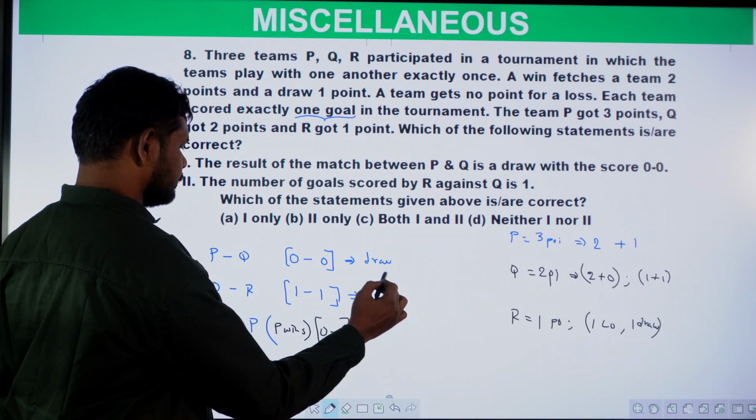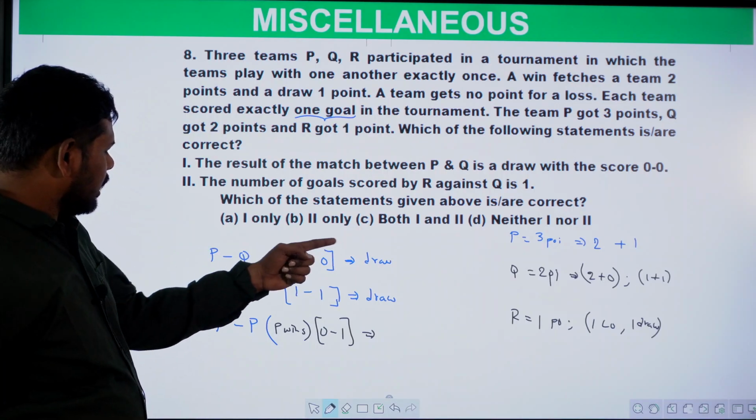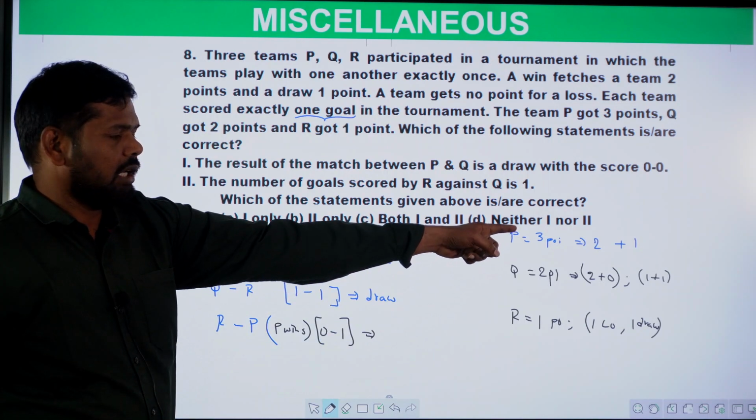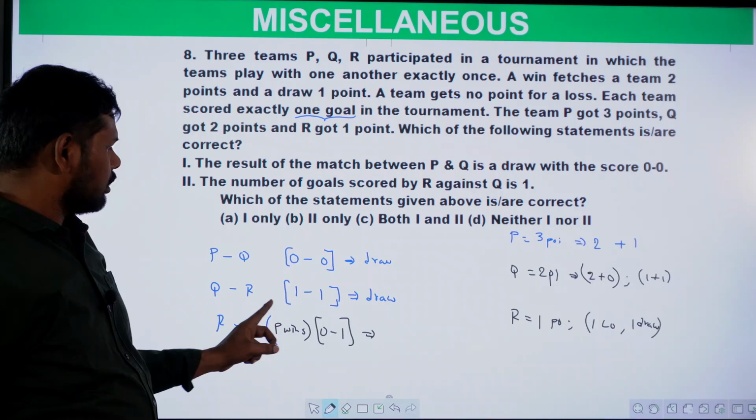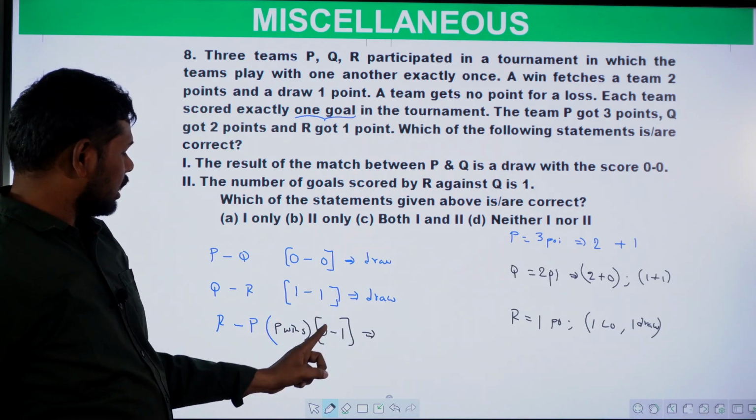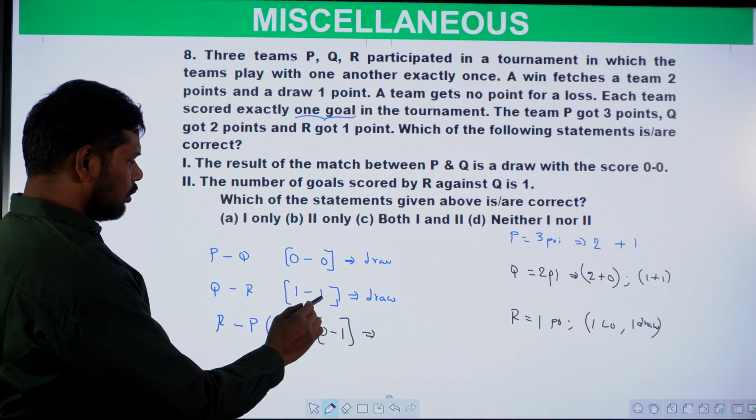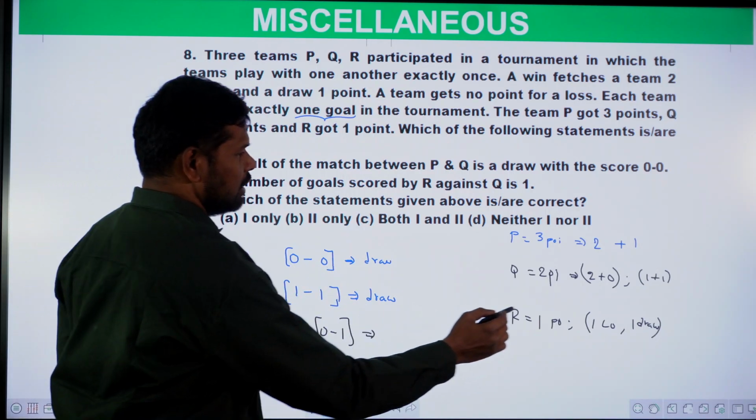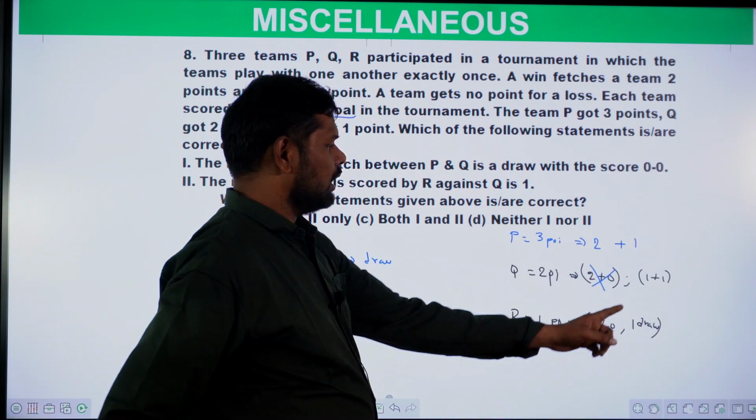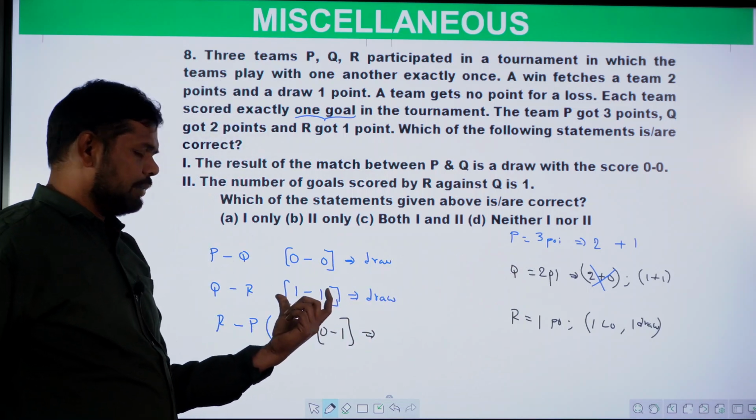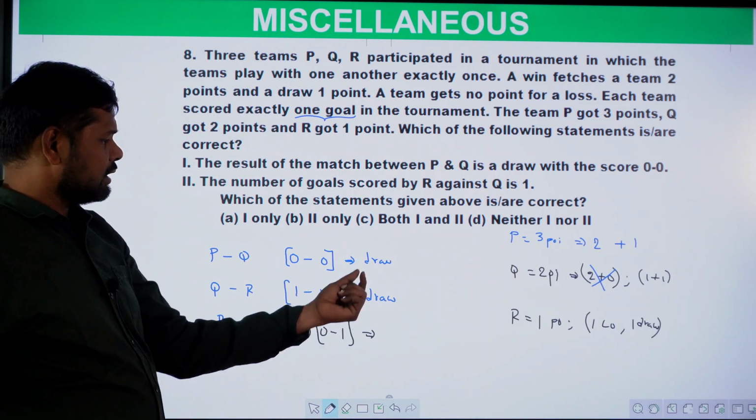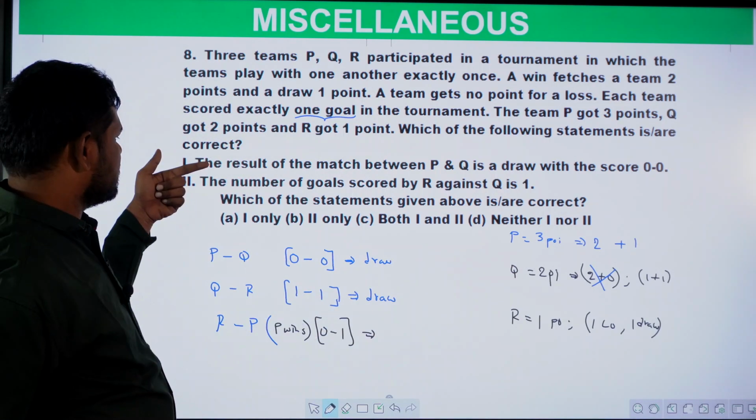Now observe. P has 1 draw and 1 win, so 3 points. Now Q and R. R has 1 draw and 1 loss, so exactly 1 point. Q has a draw here and a draw here, and there is no other result, only draw and draw. So that's why Q also gets 2 points. The 3 conditions are satisfied. Now go for that statement.